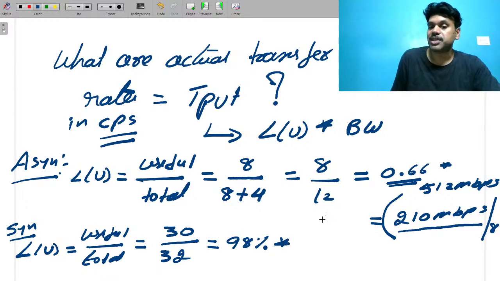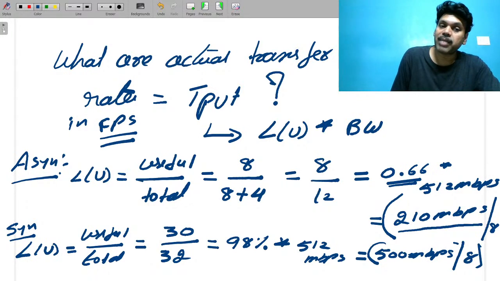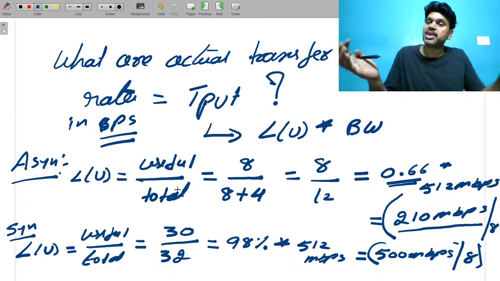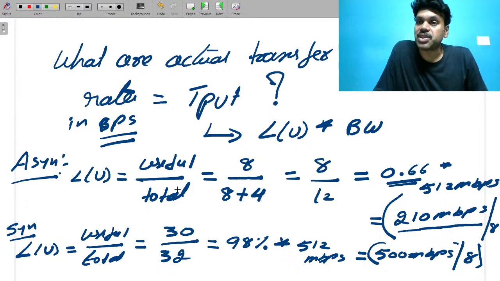And multiply with your bandwidth, that is 512. It is common in both the cases. So you get almost 500 Mbps, my dear friends, and dividing this 500 Mbps by 8, you see how many characters or bytes per second you are able to transmit. So this is the difference between synchronous and asynchronous, especially in serial transmission.